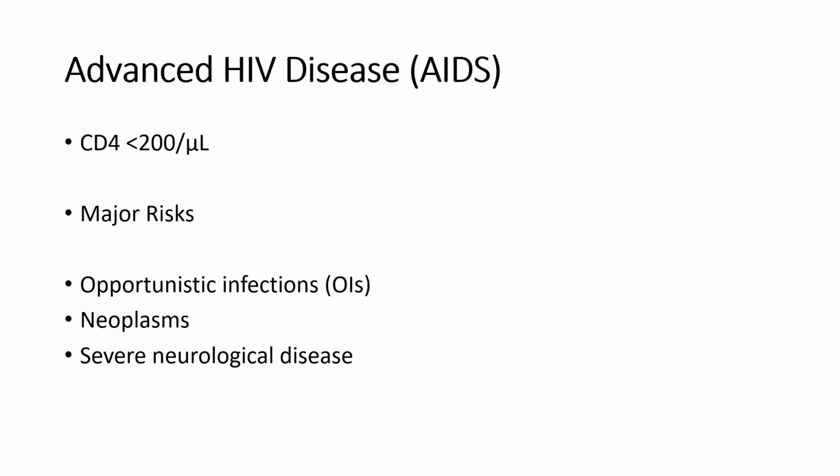This is the final stage, stage 3, where CD4 is less than 200. There is major risk of opportunistic infection, neoplasms, and severe neurological diseases.